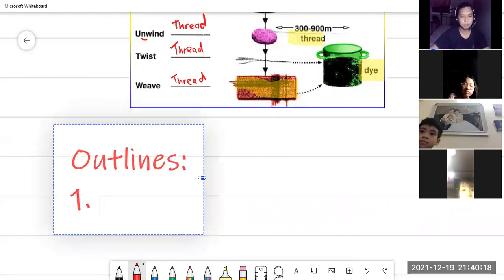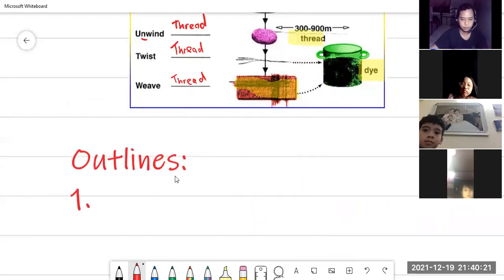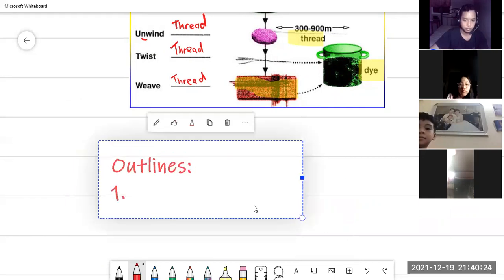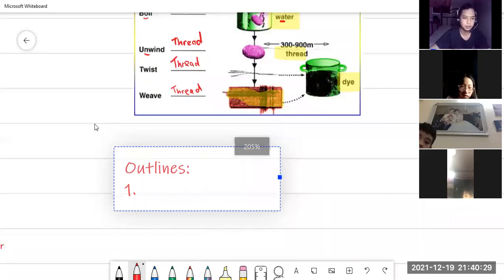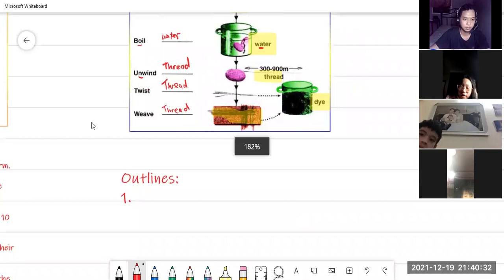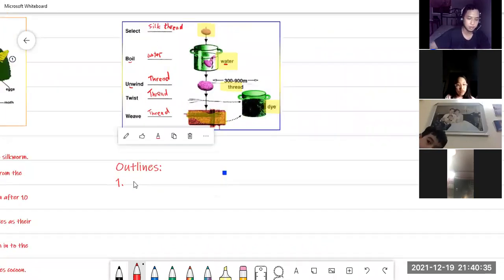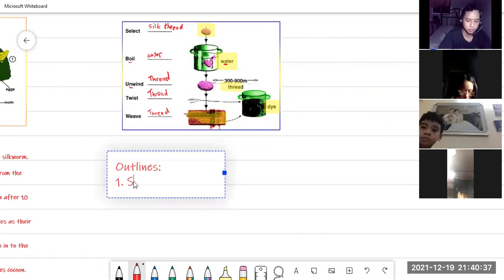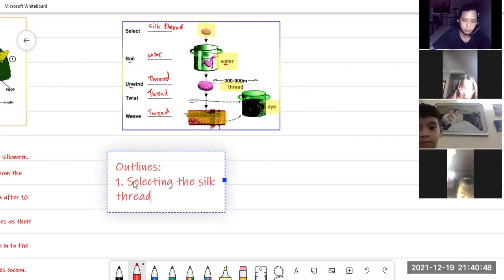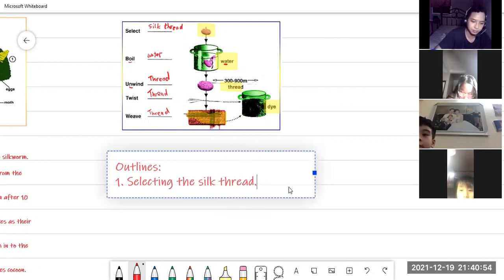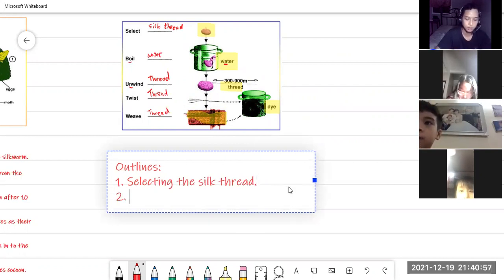Okay, what is the first step? Who knows the first step? The first step is select silk thread. Okay, selecting the silk thread. Very good. And what is the second? Sok, do you know what the second is? Boil the water. Okay.